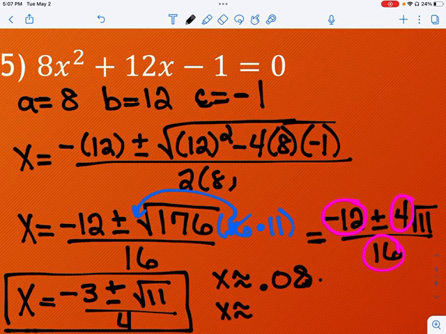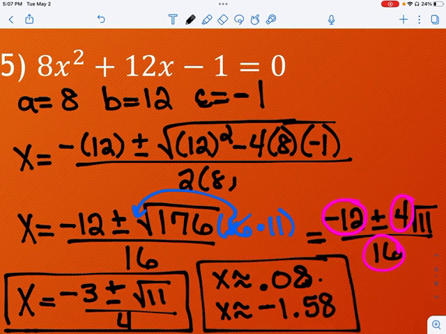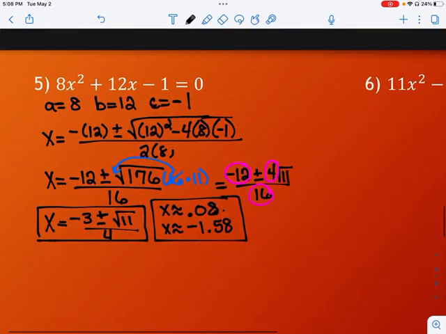Then I'm going to use my up arrow. I'm going to come over to the minus, plus, I'm going to change it to a minus, which gives me negative 6.31, divide 4 again, and I end up with negative 1.58. And those would be my two decimal answers for that problem as well.